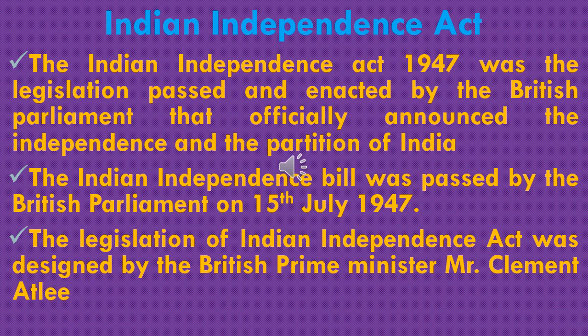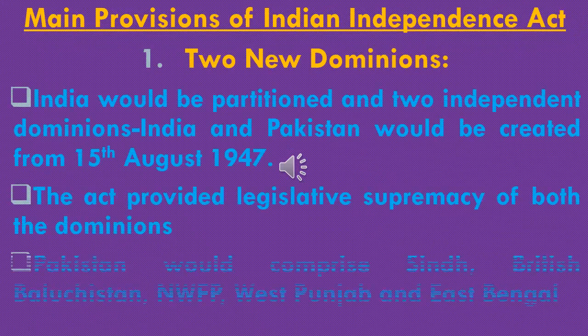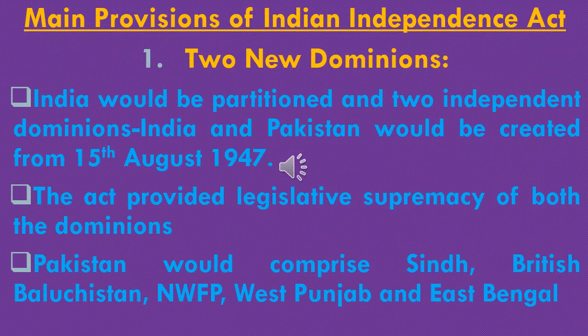The legislation of the Indian Independence Act was designed by Prime Minister Clement Attlee, as Indian political parties agreed on the transfer of power from the British government to the independent Indian government and the partition of India. The Indian Independence Bill was passed by both houses of British Parliament on July 1st, 1947.